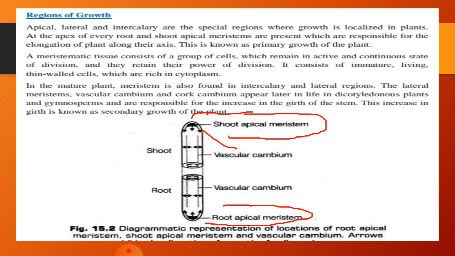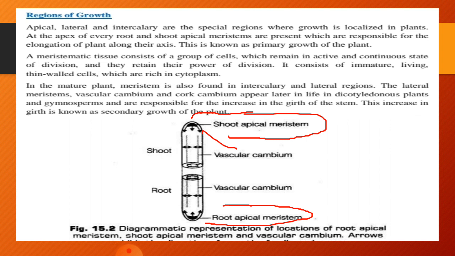The second is the lateral meristem. Lateral meristems are found beneath the bark, that is, the cork cambium, and in the vascular bundles of dicot roots and stems. They occur in thin layers. Cambium is the region responsible for growth in thickness. That is, lateral meristem is the region which causes growth in thickness. It increases the diameter and girth. This is also called secondary growth. The lateral meristem causes secondary growth.